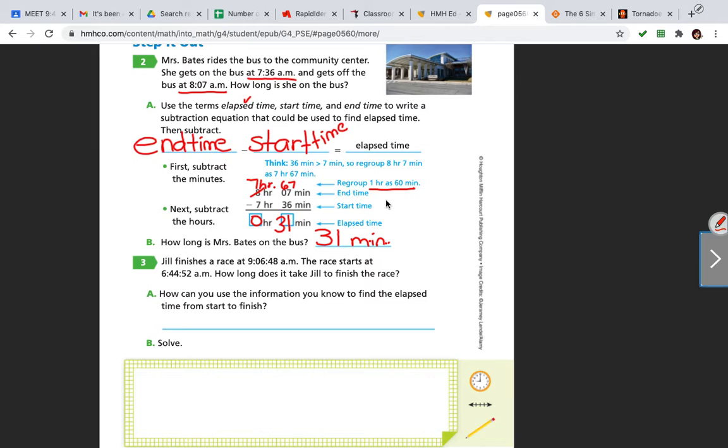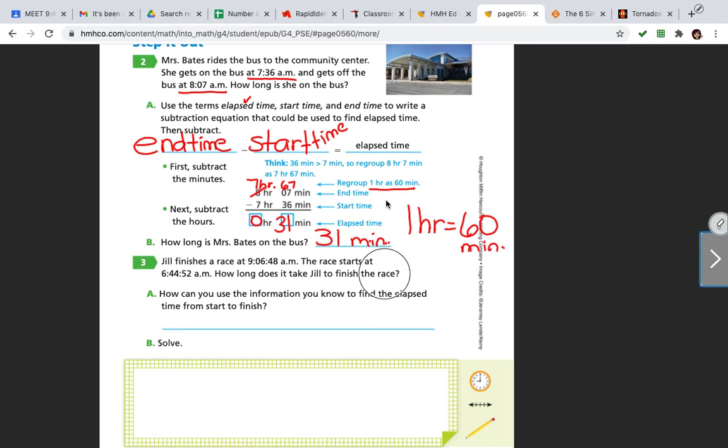And this works because we know that 1 hour equals 60 minutes. And we've been working on regrouping all year. So this is where we actually regrouped 1 hour and converted it to minutes. So 1 hour equals 60 minutes. All right, number 3, we're dealing with hours, minutes, and seconds. It says Jill finishes a race at 9:06:48. So 9 hours, 6 minutes, and 48 seconds in the morning. The race started at 6:44 and 52 seconds. How long does it take Jill to finish the race? And again, they gave us hours, minutes, and seconds.